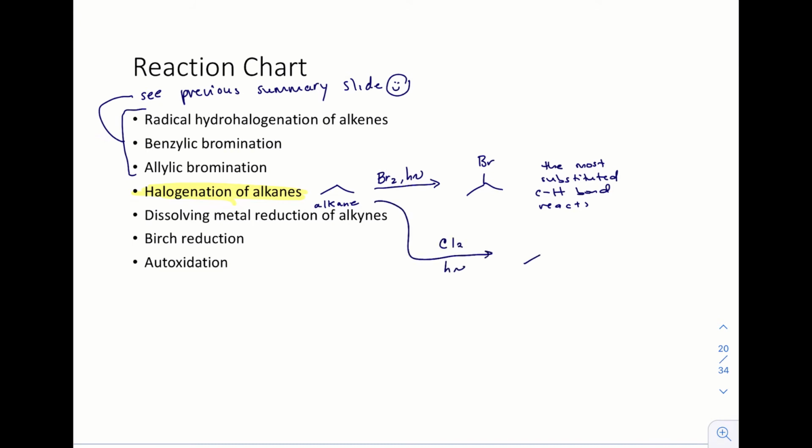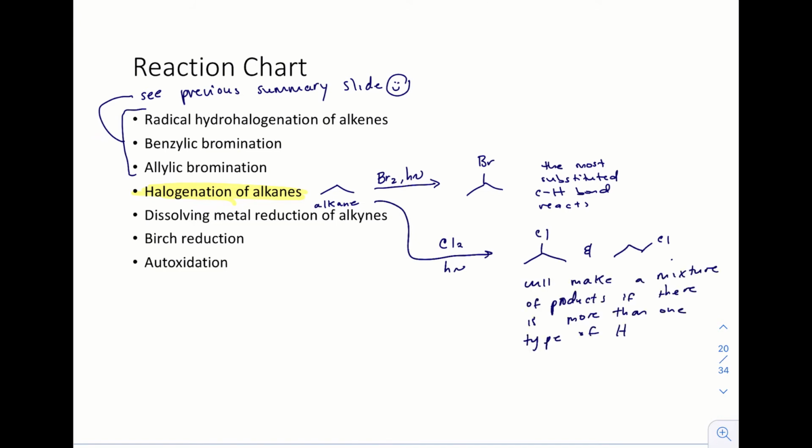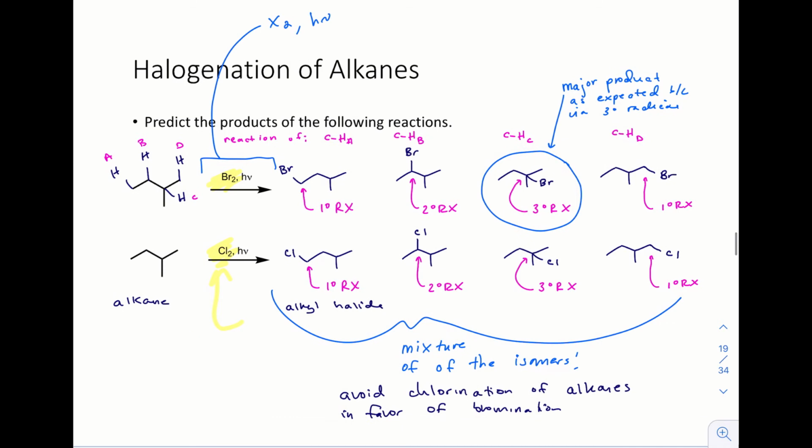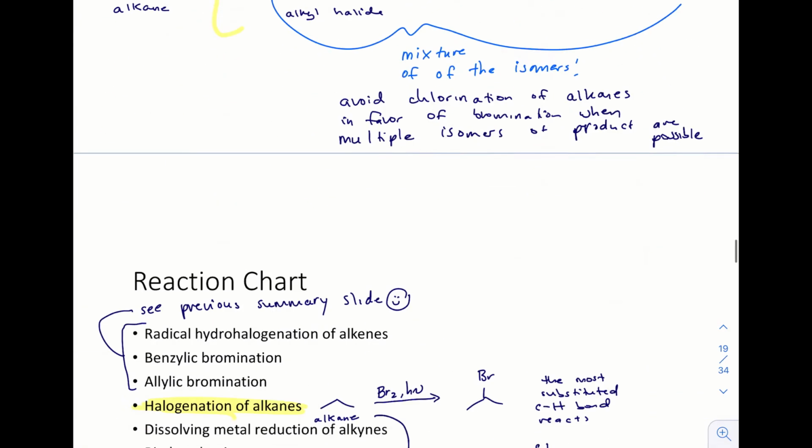So let's add it. And for this particular example, there are two types of hydrogens, and so two products will be formed. But you can imagine that instead of propane, we treated cyclohexane with chlorine under these conditions. There's only one type of hydrogen, and so only one type of product will be observed. Only one constitutional isomer product is possible. So in this case, it is useful. So perhaps I was a little hasty to say avoid. Let's say avoid chlorination of alkanes in favor of bromination when multiple isomers are possible. All right, moving right along.